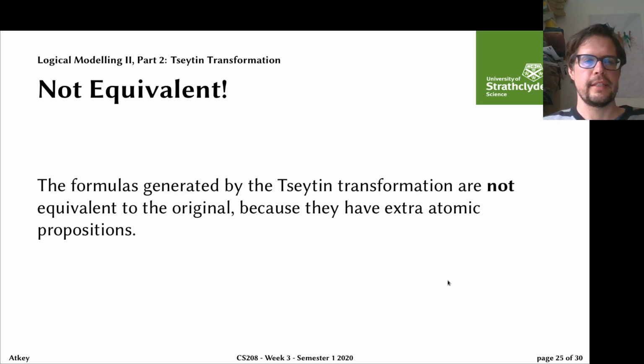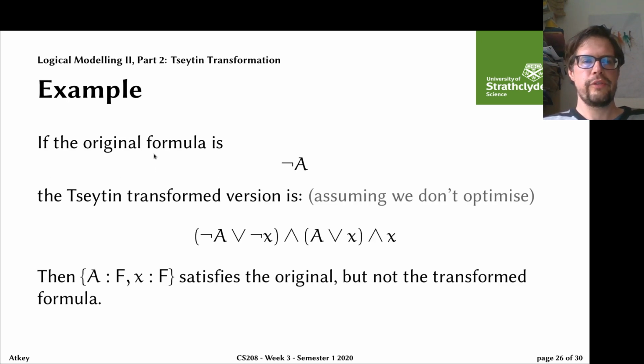Now, the little wrinkle is that the formulas generated by the Tseytin transformation are not equivalent to the original, in the sense that I talked about in the first video this week. This is because they have extra atomic propositions. So here's an example. If the original formula was just not A, then the Tseytin transformed version, assuming we don't optimize it, is this. We're going to say x must be true, and then these two clauses essentially say x is equal to not A, by saying either one of them is true and they can't both be true.